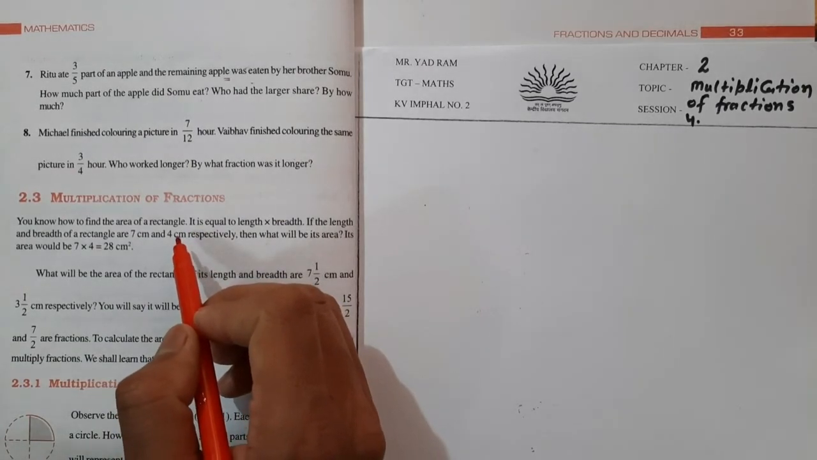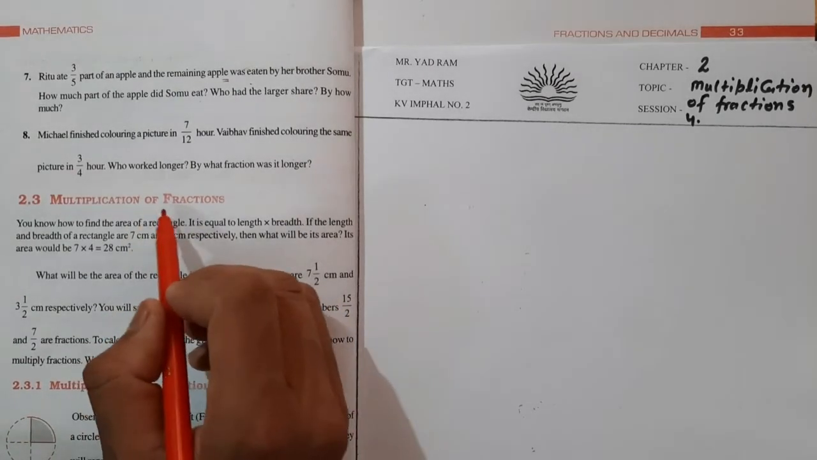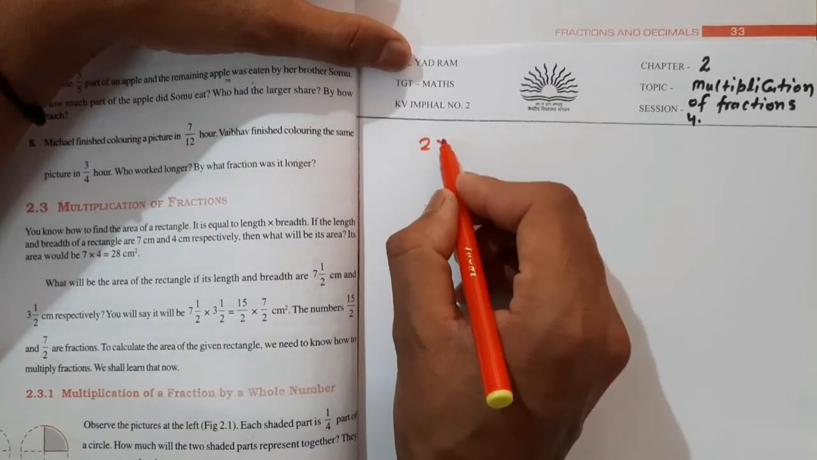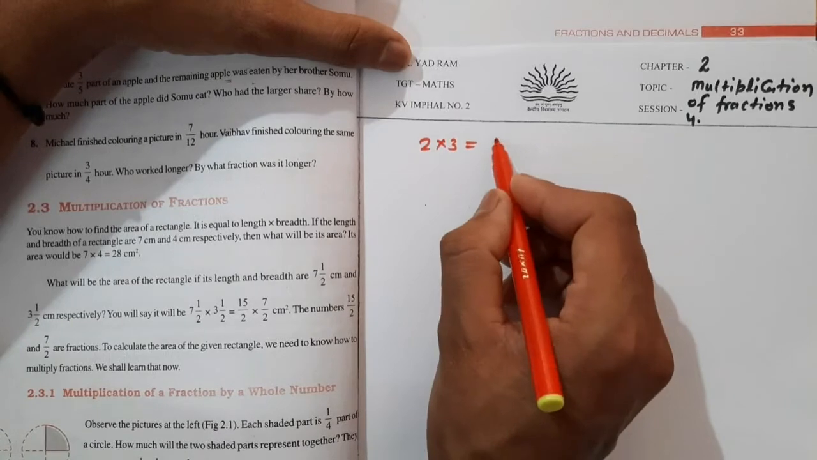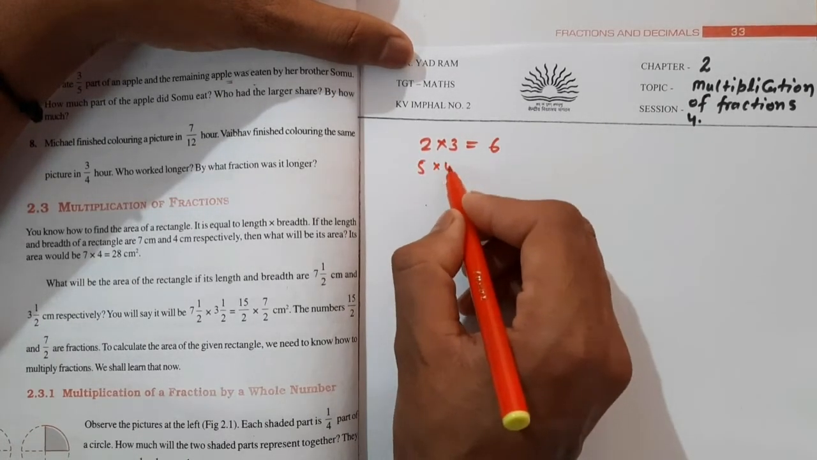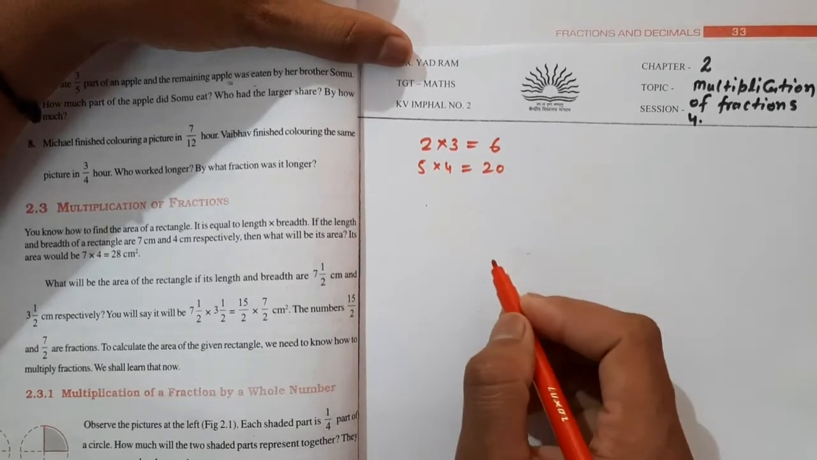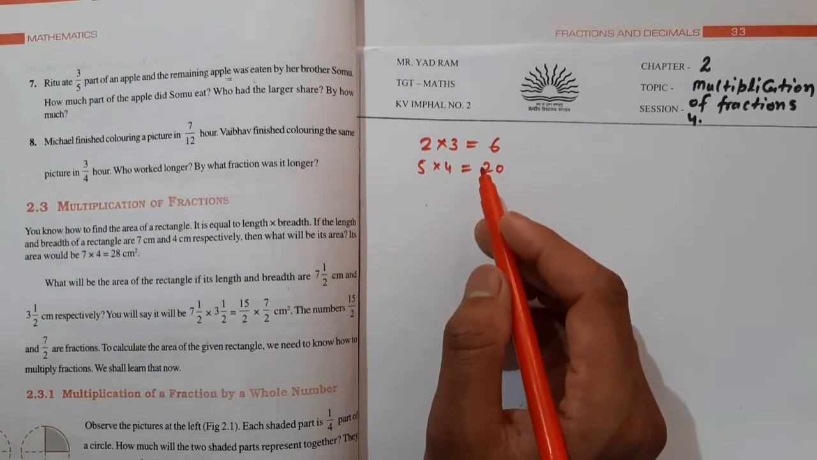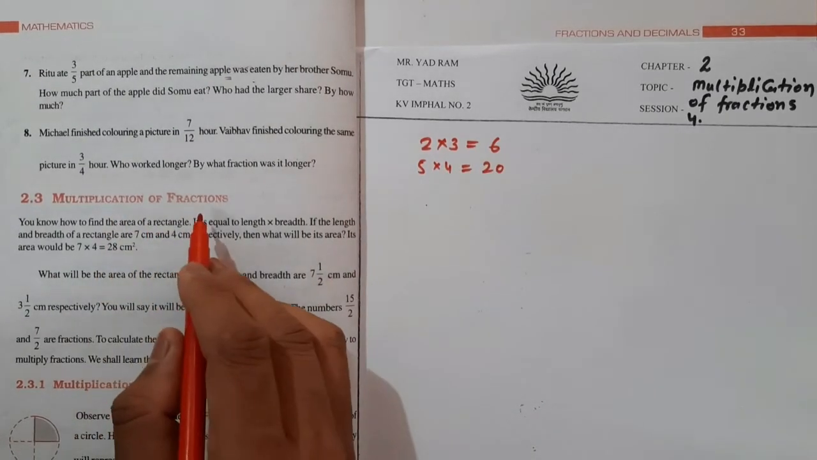So let's start. Here, multiplication of fractions. Normally we multiply, for example, 2 into 3. Here 2 into 3 is 6. 5 into 4 equal to 20. This is the simple multiplication. But now we have to learn multiplication of fractions.